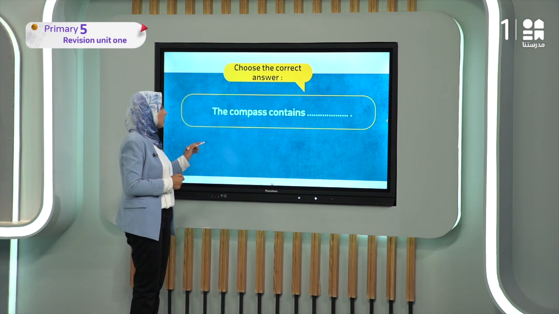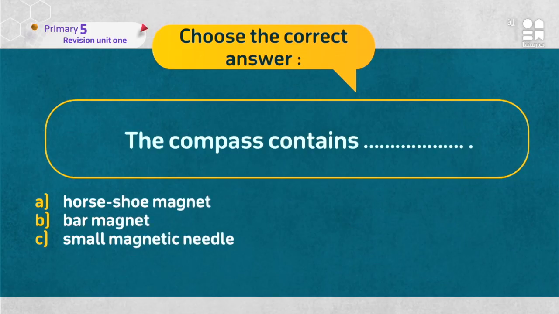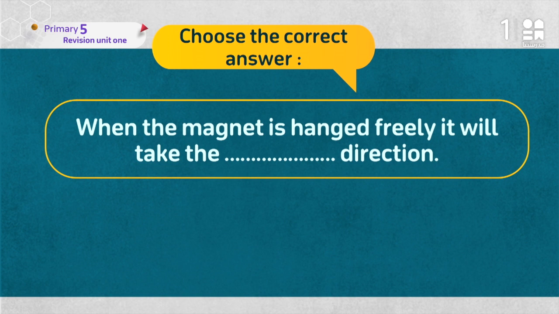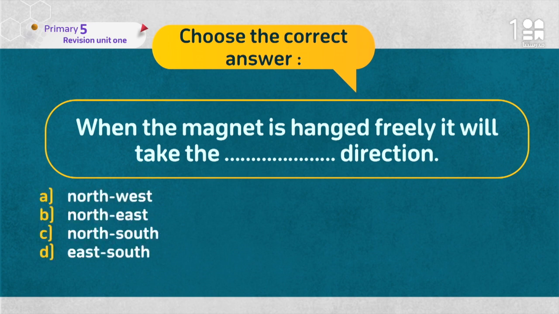تمام. طيب. Now the compass contains. كان مكون من ايه الكمبس؟ horseshoe magnet ولا bar magnet or small magnetic needle? Yes, small magnetic needle. تمام. Now choose also. When the magnet is hanged freely, it will take the space direction. Which direction? Northwest ولا northeast ولا north south ولا east west? East south, sorry. For sure we only have one direction. The magnet takes always a fixed direction, which is north-south direction.